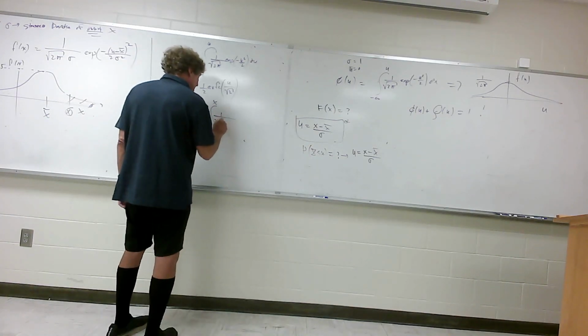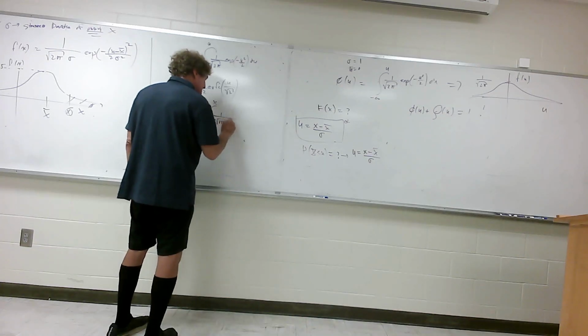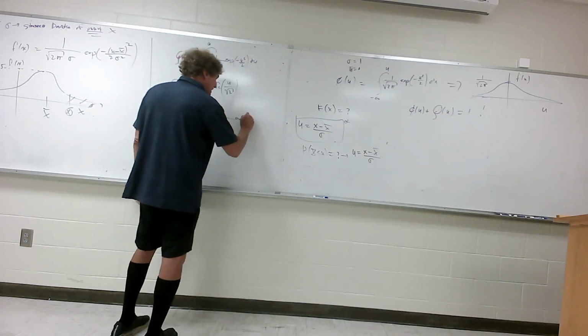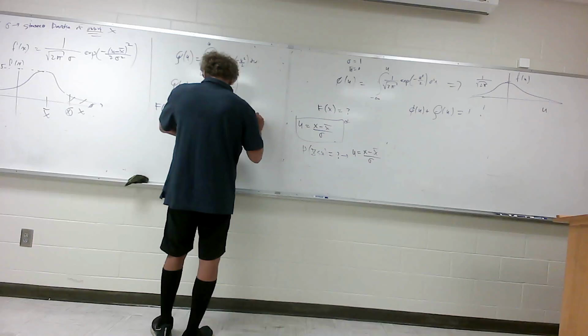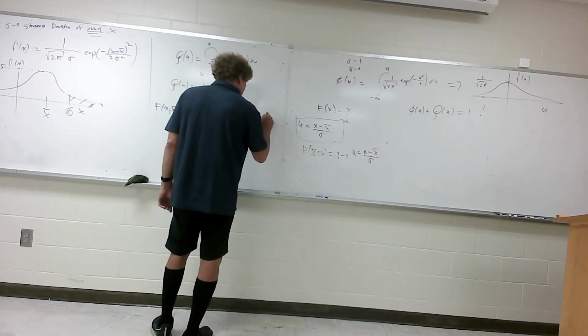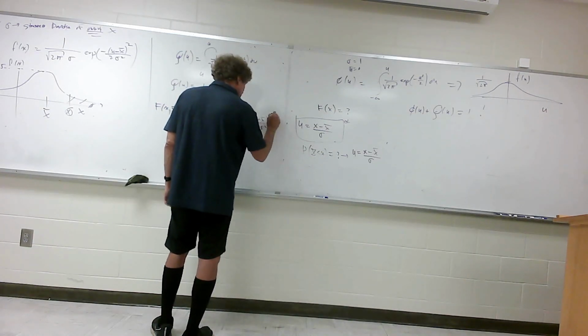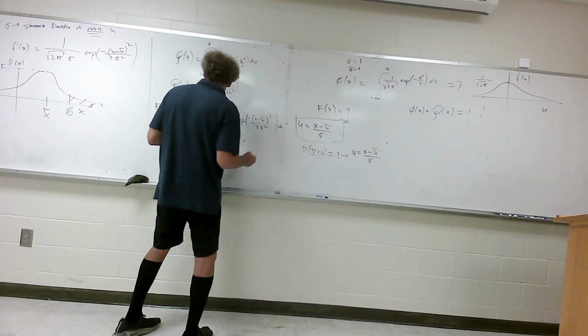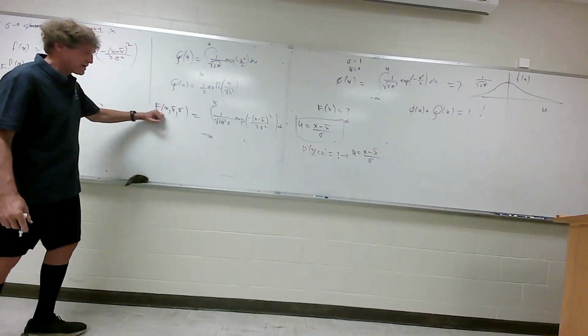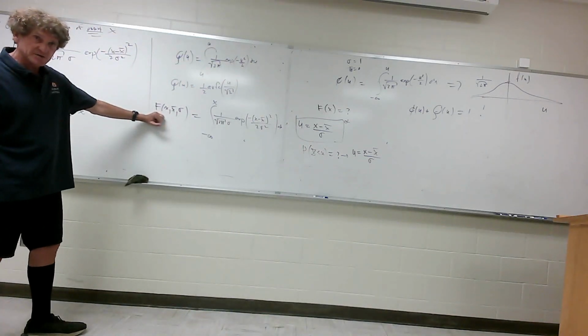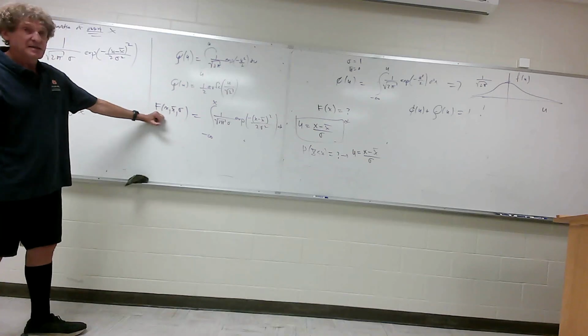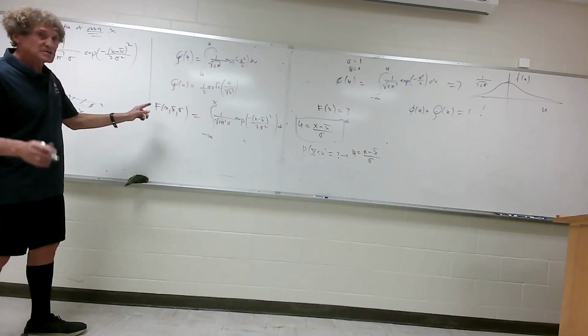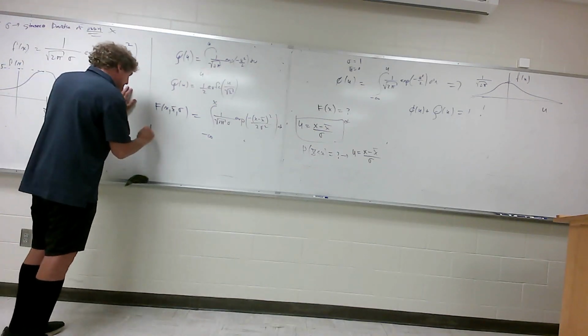This one. 2 pi, and I'll tell you why. Times sigma exp minus the quantity of x minus x bar squared over 2 sigma squared dx. This should be the definition of the normal distribution function. Now, how do we know it? Go ahead and just type this in. Tell me what this is.